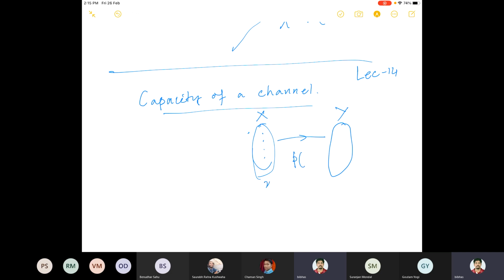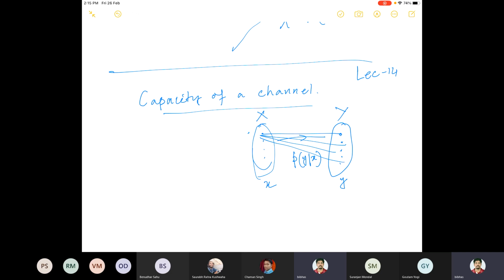If I write generically X as the input variable and the output as Y, then what is the probability of getting Y given X? I think this is what we have defined as a channel, for all X and Y. So our picture was like this. Let me add some dots here. So this is what is called the channel, described by these conditional probabilities.